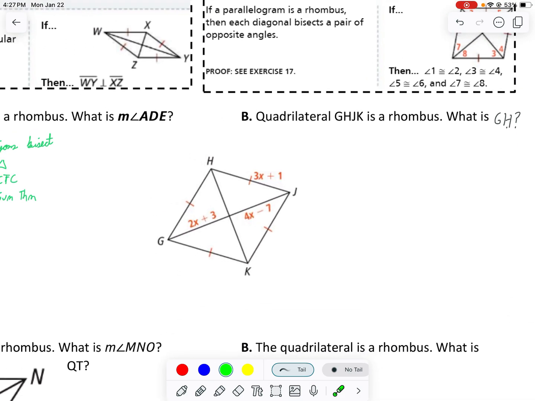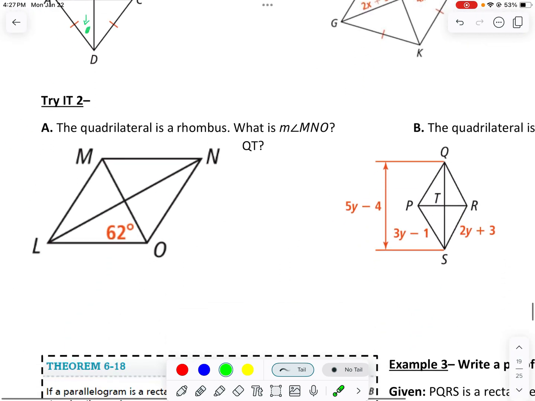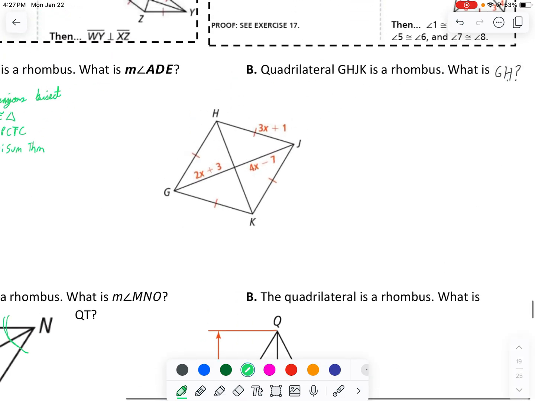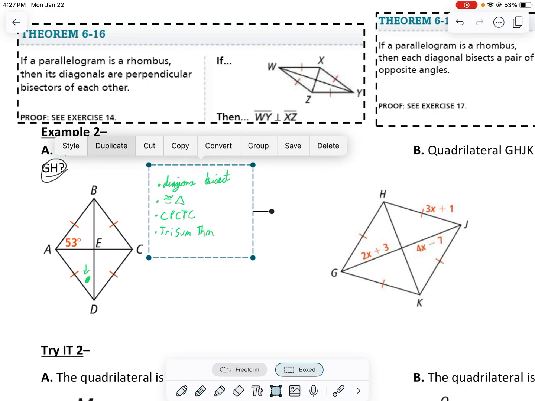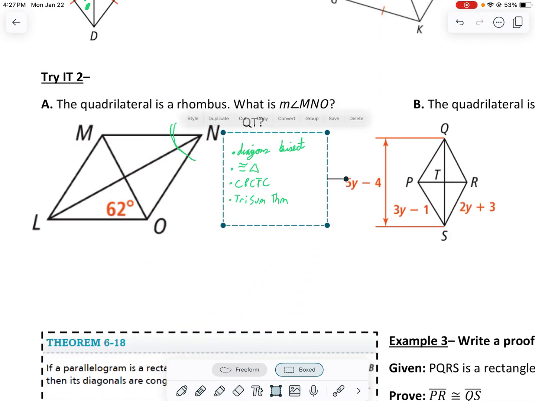With our next one, the quadrilateral is a rhombus. What's the measure of angle MNO? So let's go ahead and make sure we know where that is. What is the measure of angle MNO? This big angle. So because it's a rhombus, you've got some special properties that start to show up. So use that knowledge to do it, and it's very similar to what we used here. Okay?